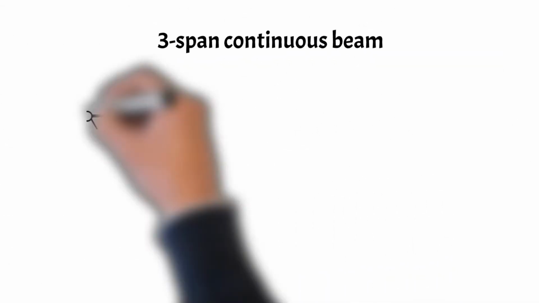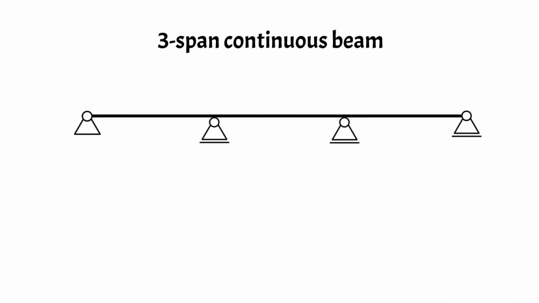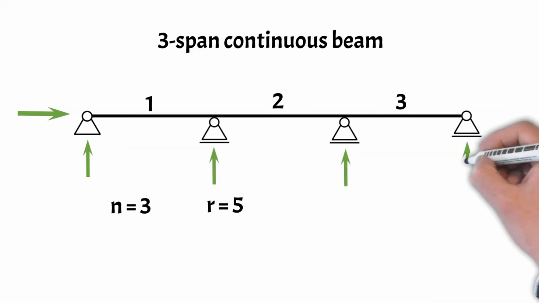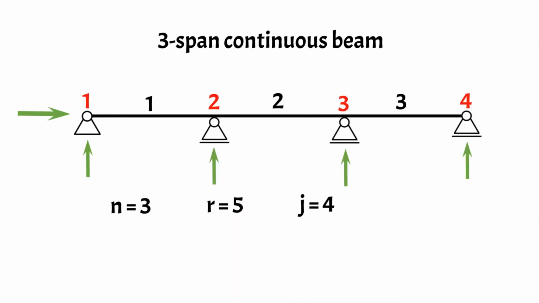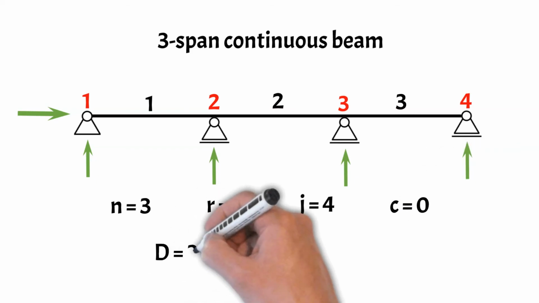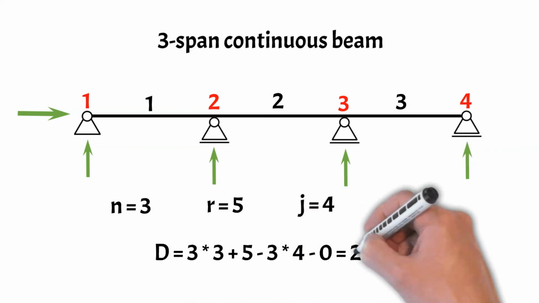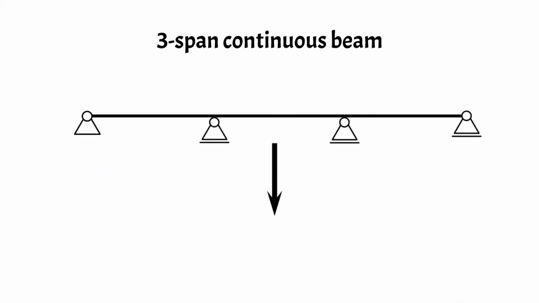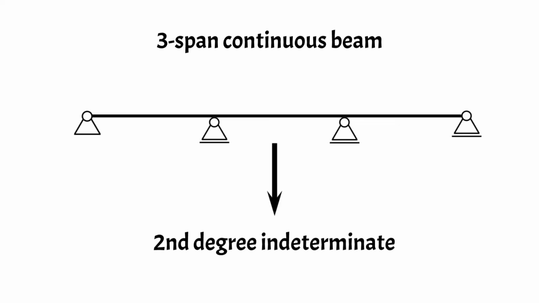First example is a 3-span continuous beam, where we say, okay, the amount of members is 3 because we have 3 bars. R is 5 because we have 1 horizontal reaction force and 4 vertical reaction forces. The number of joints equals 4, and we have no internal hinges, so C is 0. When we put that in the formula, we get D equals 2. And that means that the structure is statically indeterminate to the 2nd degree. And the reaction and internal forces cannot be calculated by the 3 equilibrium equations. Let's look at another example.